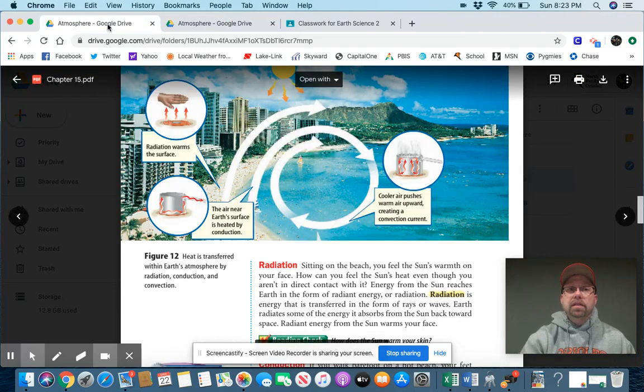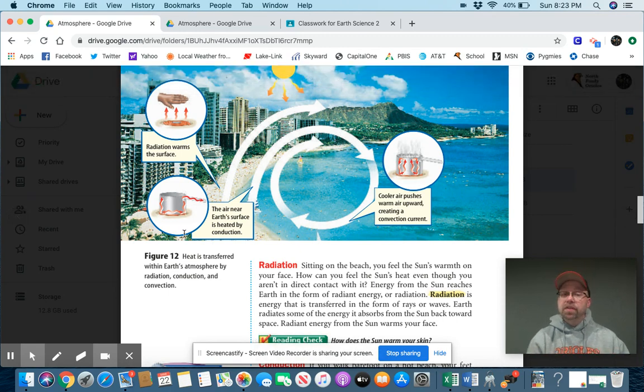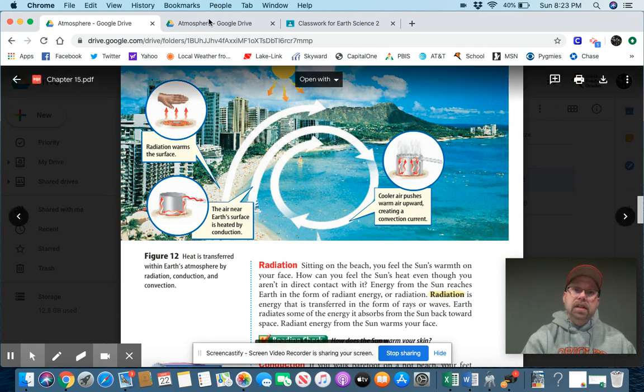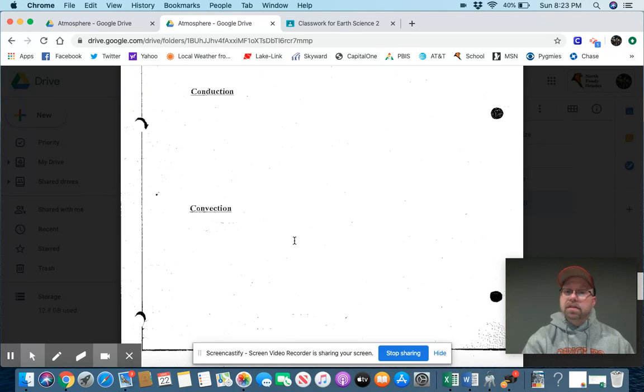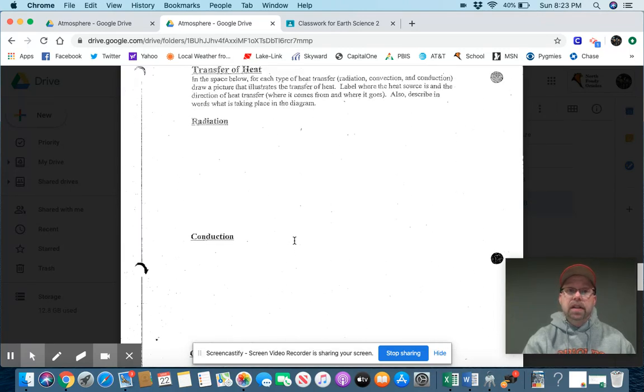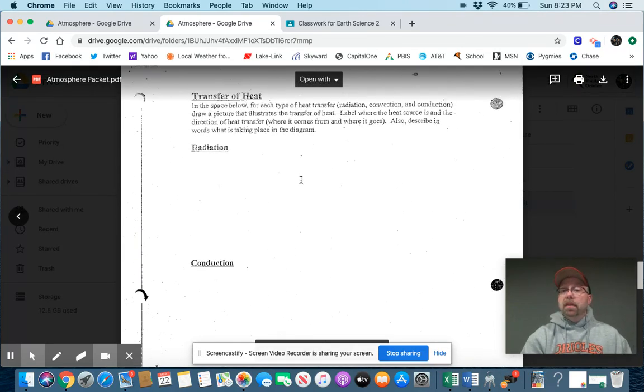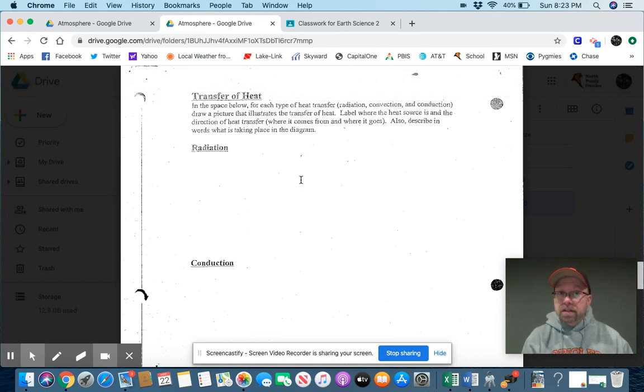Now, your book, which you may use these pictures if you understand these pictures. This is the picture that describes radiation. This is convection, and this is conduction. All right, you can use those pictures. You do need to label the heat source and the direction of heat transfer, as I said before. So that assignment, the drawing of those three things and labeling of those three things is going to be due Wednesday.